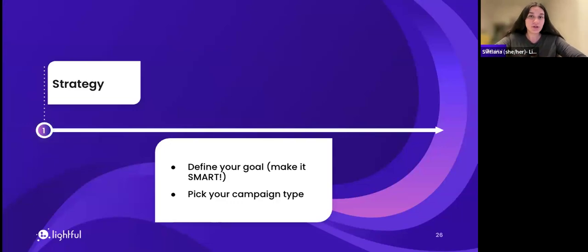So start with your goal and make it SMART. Just as a reminder, that is specific, measurable, achievable, relevant, and time-bound. As a next step, you should choose the type of your campaign. It could be fundraising, as most of you are planning now, or an awareness campaign, or maybe a campaign around advocacy, recruitment, or newsletter signups. This really sets the direction of your campaign.